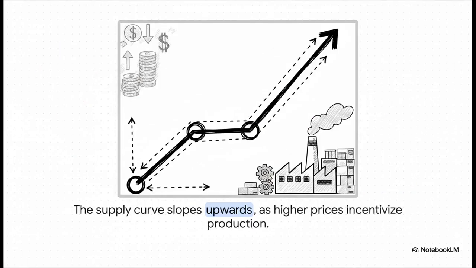And this is what that positive relationship looks like on a graph. The supply curve slopes upwards from left to right. It's a visual way of showing that as the market price rises, businesses are more willing and more able to offer more of their product for sale.